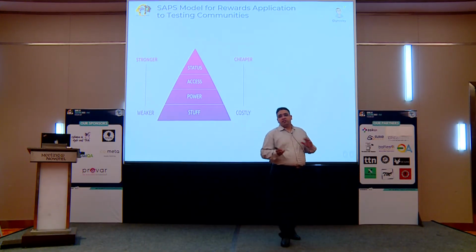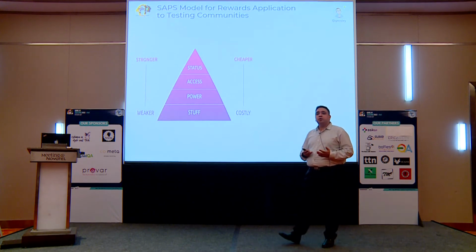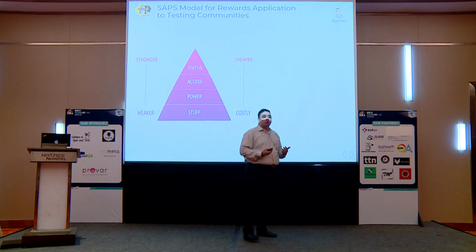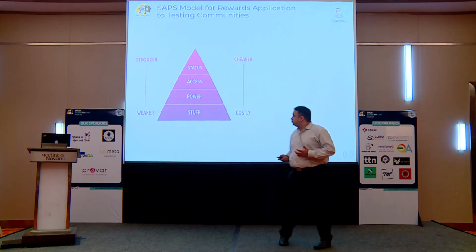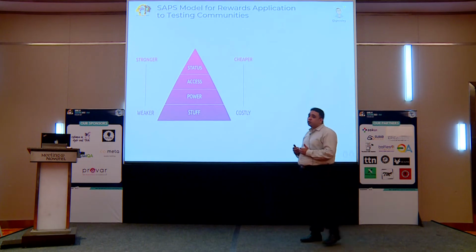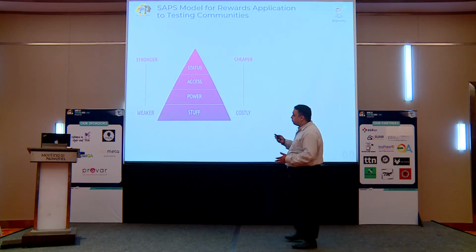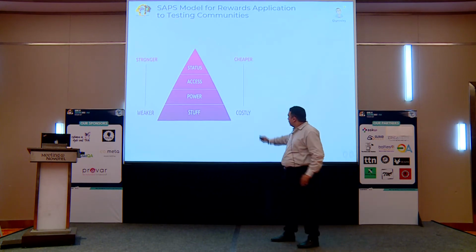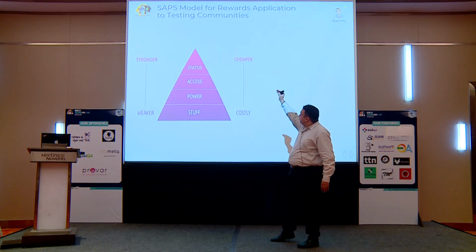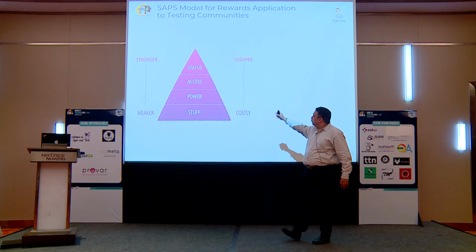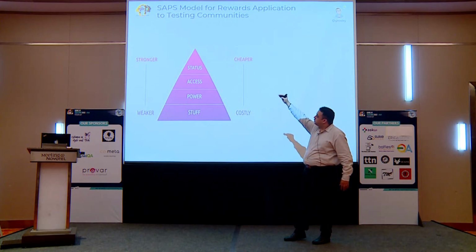I'll try to give you examples, in case you have your own personal communities that you want to build, and I also run a community as well. So this is a good model of how you can reward while applying gamification concepts, and I'll be talking specifically with regard to testing communities. SAPS stands for status, power, access, and stuff. In terms of rewards, it goes from cheaper to costly and stronger to weaker.